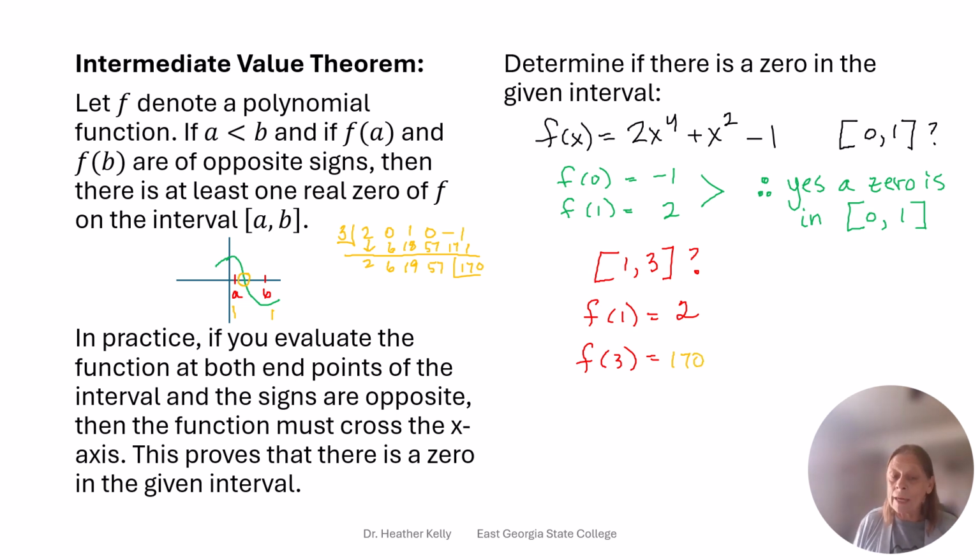So you can't say that there isn't one, but you can't say that there is. So it is not clear there is a 0.